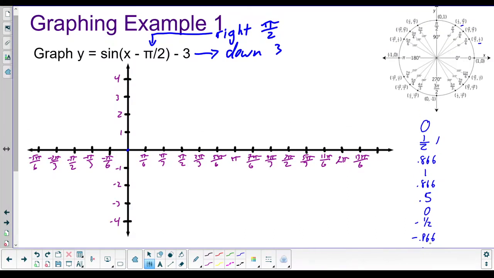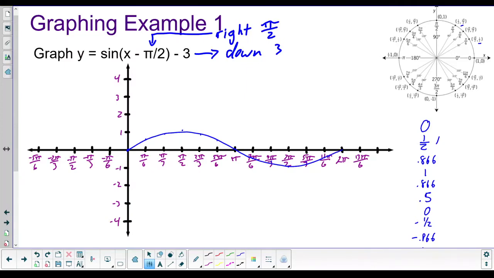So it's worth memorizing just what those are. It makes graphing pretty fast. So 0, a half, 0.866, 1, 0.866, a half, 0, negative a half, negative 0.866, negative 1, negative 0.866, negative a half, 0. So our parent function is going to look like that.